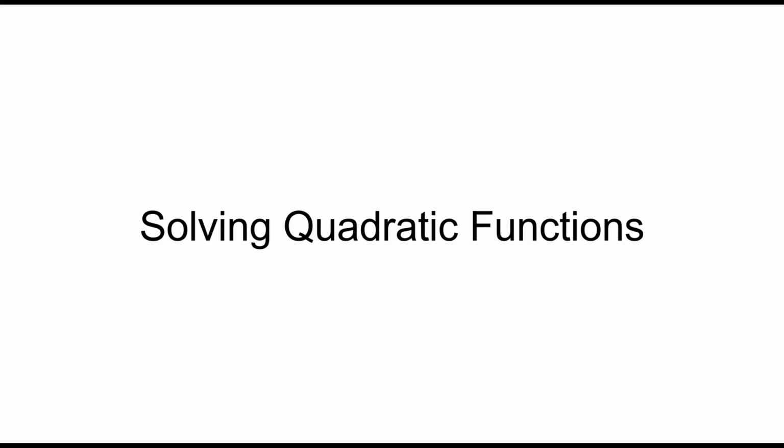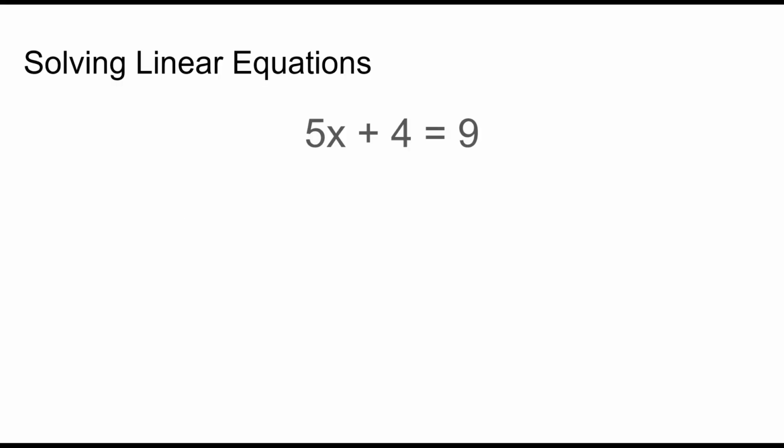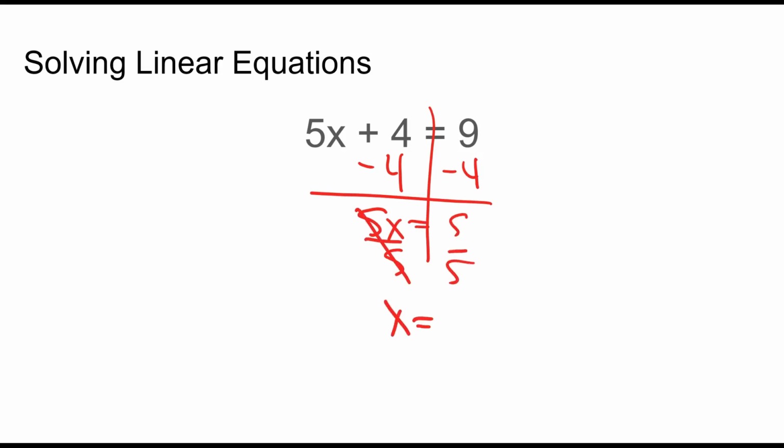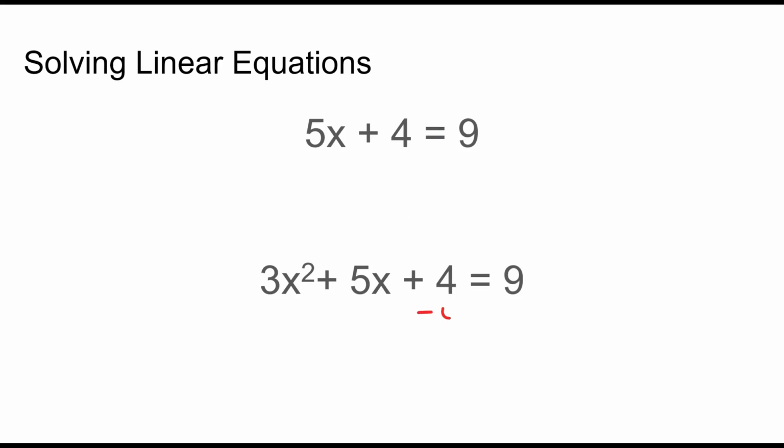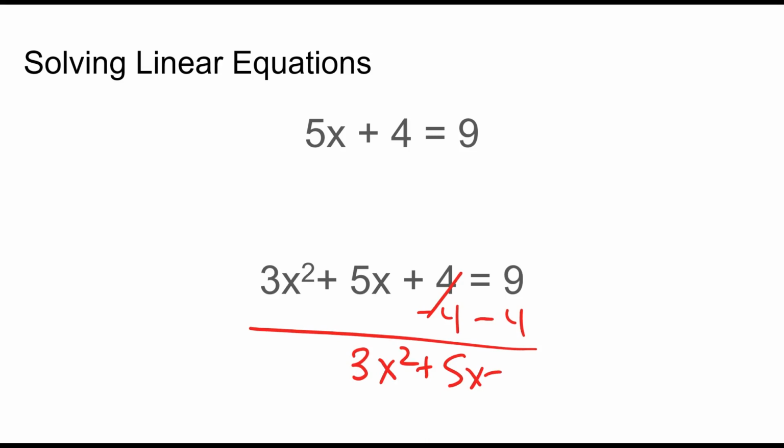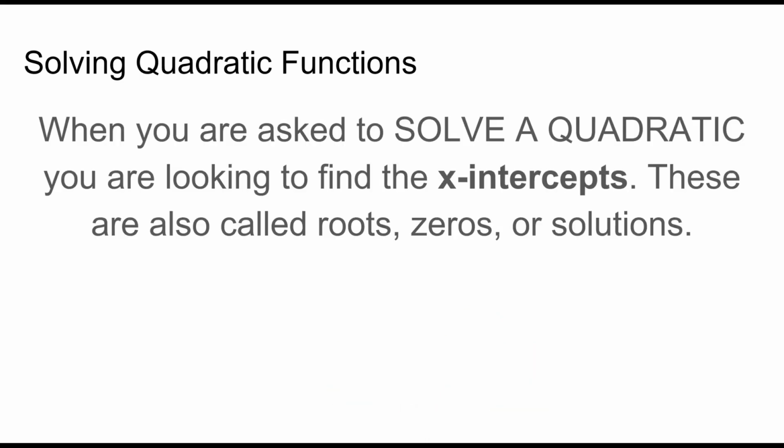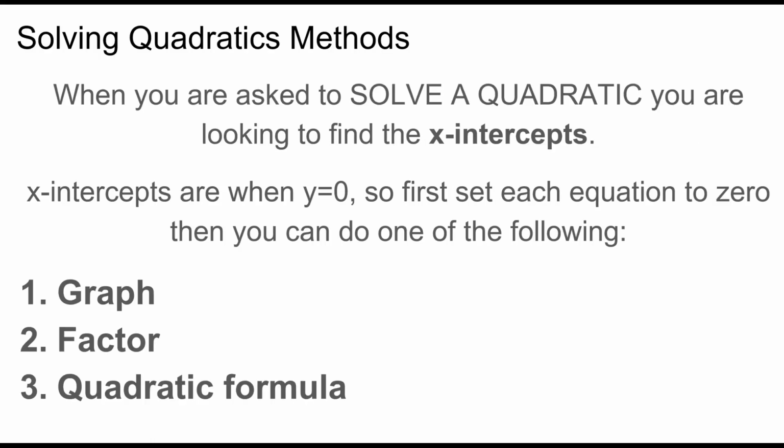Solving quadratic functions. Remember that solving linear equations, we simply solve for x. However, with quadratic functions, we're not able to get x alone by simply moving all the constants out of the way. We can't combine like terms, so we need another method. When we solve quadratic functions, we're looking for the x-intercepts. The x-intercepts are when y is 0. So first we'll set each equation equal to 0, and then we'll do one of the following.